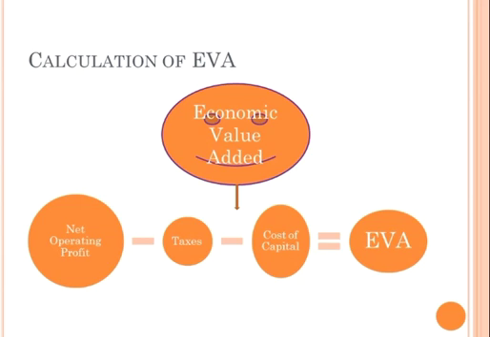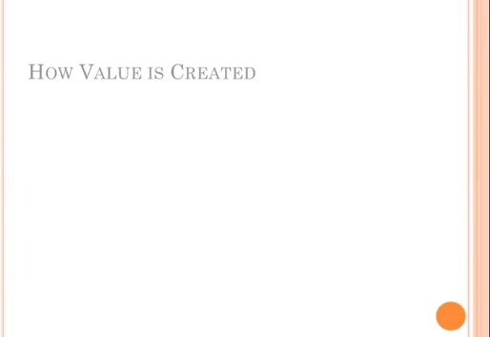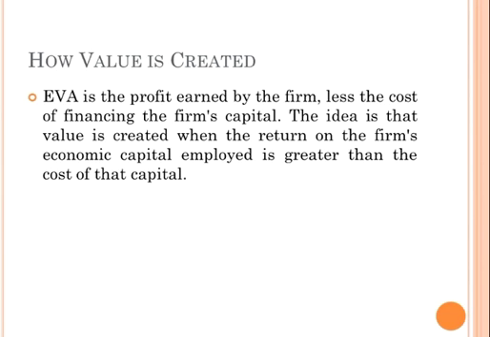So we have three terms to use. Number one, net operating profit, then net operating profit after tax, then the weighted average cost of capital, and then finally we get economic value added. Now, the question comes: how is value created? Economic value added is the profit earned by a firm, naturally, because we are using net operating profit. Net operating profit is sales minus operating expenses. So we get net operating profit less the cost of financing. We subtract financing costs like interest and dividend. The idea behind this is to find what value the company is creating on its capital.